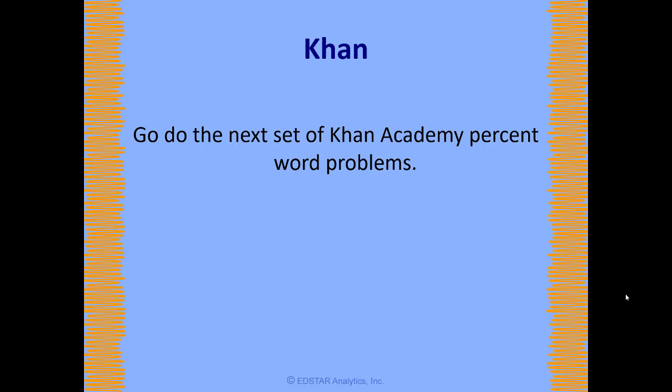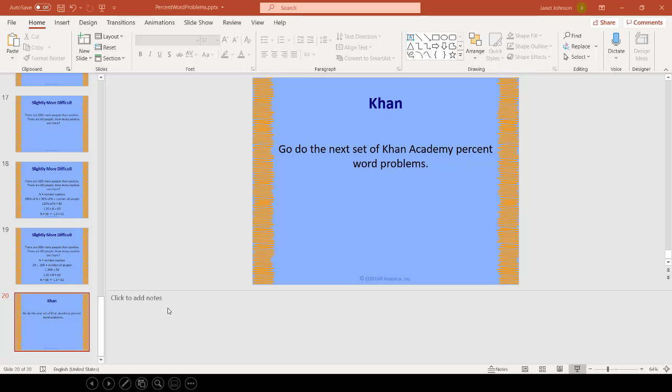Now go try the next set of the Khan Academy word problems. They're more complicated like this. And more complicated is actually more fun sometimes. You feel better about getting them right. And if you need to, watch the videos, click on the hints if you need to, and then go back and try them again until you really get it, until you feel like you really get it.